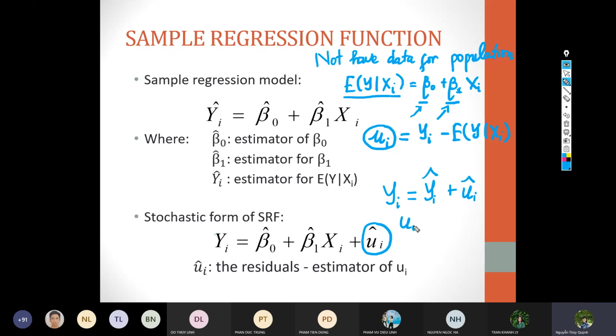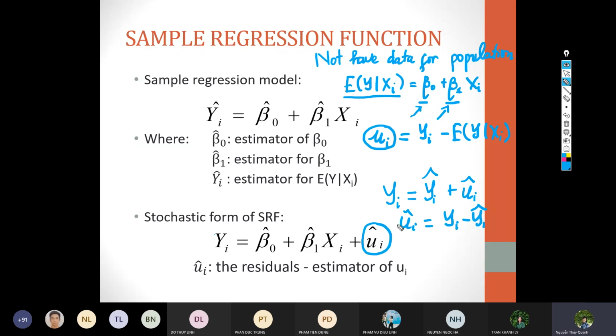Residual ui hat here is the difference between the observed value of y and the estimated value of y. Okay, and the estimated value of y, or the fitted value of y, not the conditional expected value of y. So remember the difference between the residuals ui hat and the disturbance ui. They are two different things.